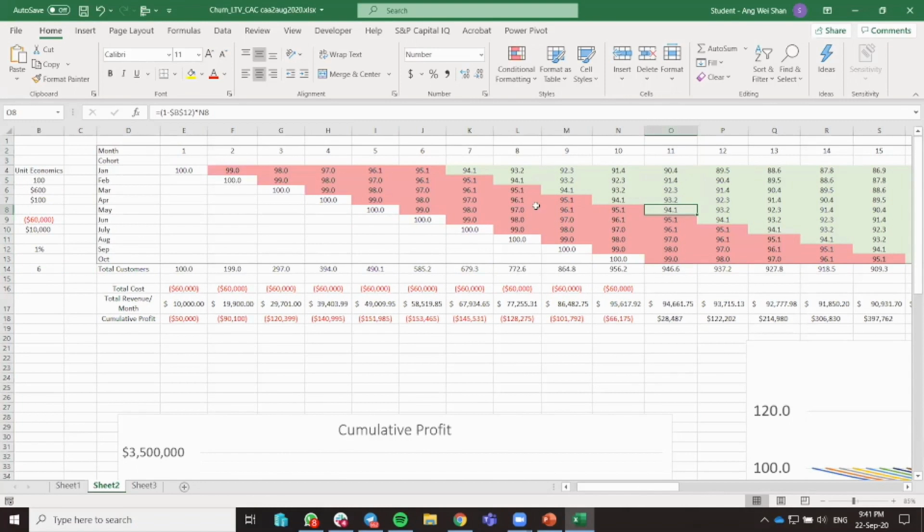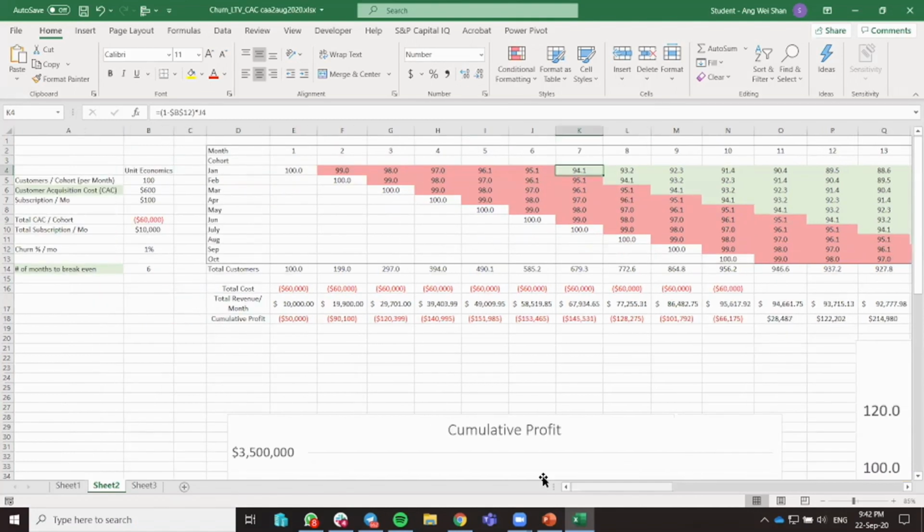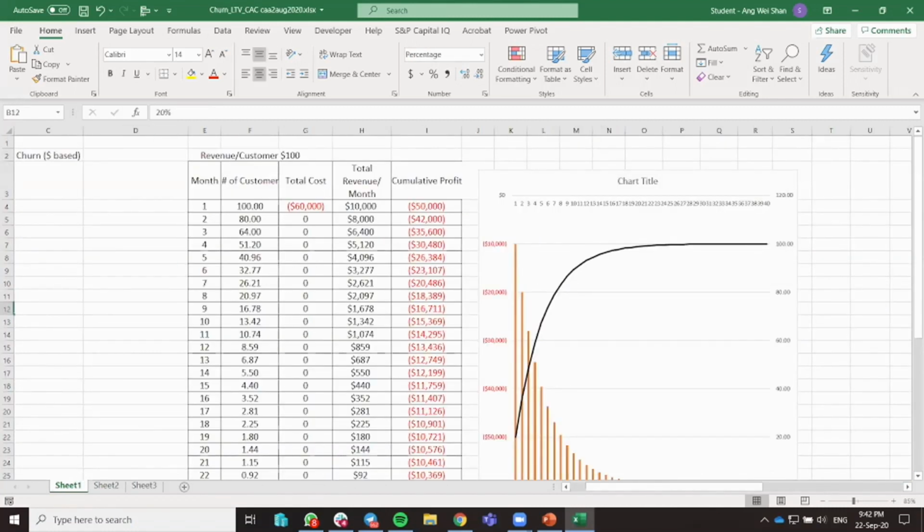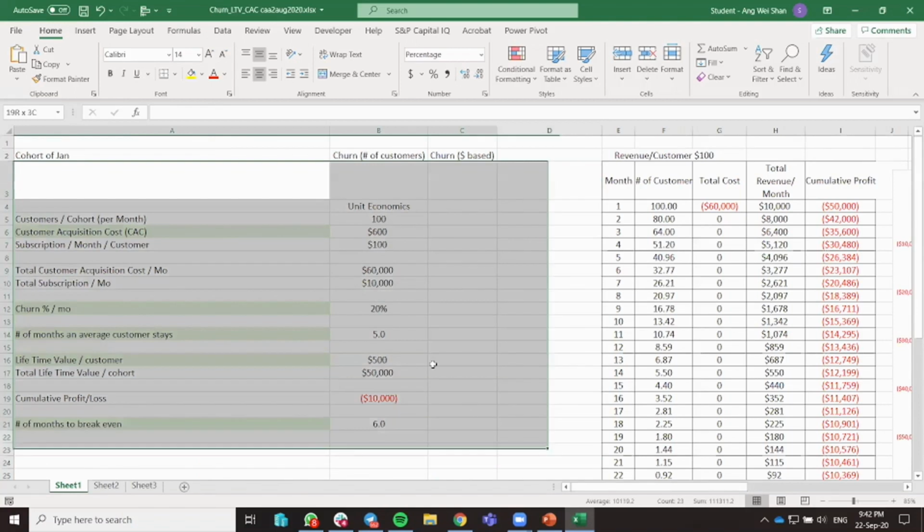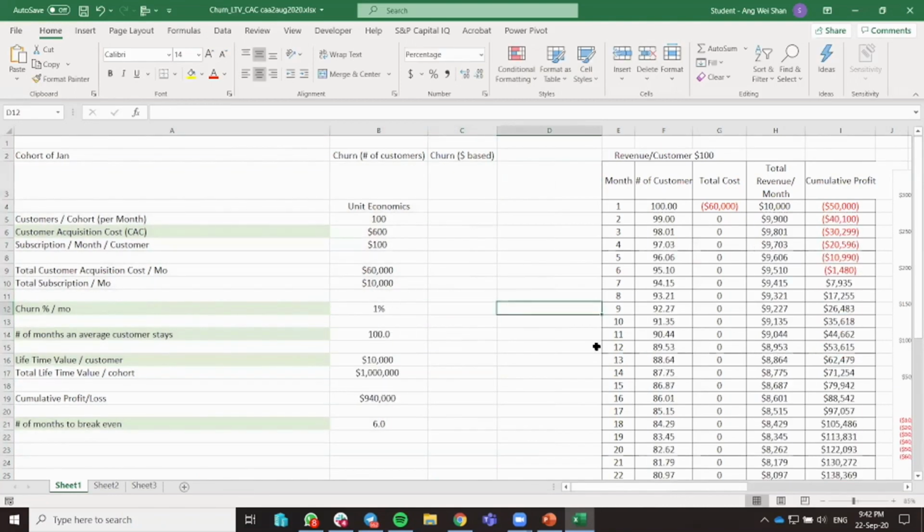All right, so I'm going to share with you what these colors are here. These colors represent whether this cohort is profitable at a certain month. So let me just explain. Basically you can see here, all my numbers here are the same as this. So if I have a company with a 1% churn rate, can you see that by month 7, I will actually be profitable already. The cohort will be profitable.